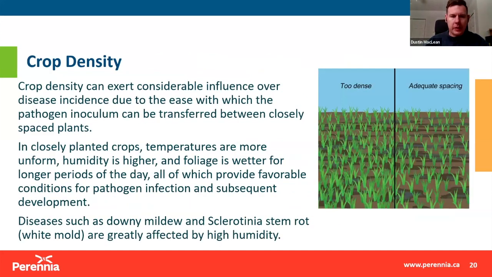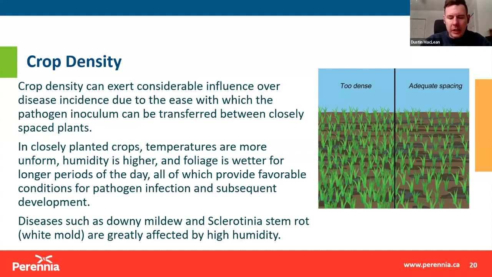The next thing is crop density. Crop density can exert considerable influence over disease due to the ease with which the pathogen inoculum can be transferred between closely spaced plants. In closely planted crops, temperatures are more uniform, humidity can be higher, and foliage is wetter for longer periods of the day. All of this provides a favorable condition for pathogen infection and subsequent development. Diseases like downy mildew and white mold are greatly affected by high humidity, so they proliferate much more rapidly under humid conditions.